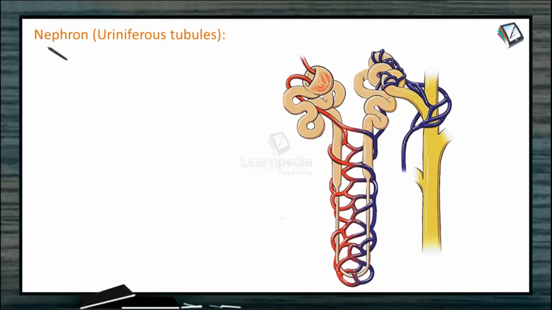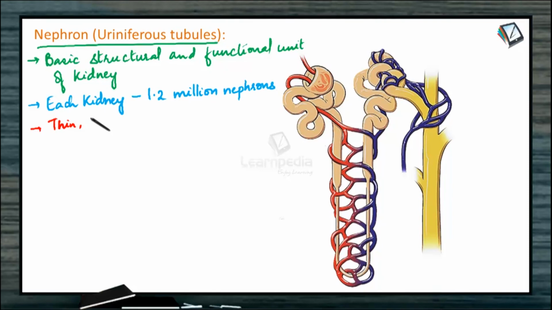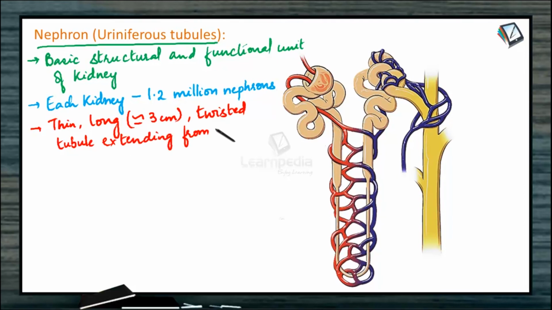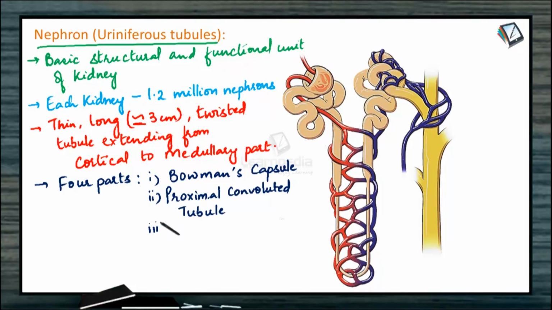Nephron. Nephron is the basic structural and functional unit of the kidney. In man, each kidney has 1.2 million nephrons. It is a thin, long, nearly 3 centimeters, twisted tubule extending from the cortical to the medullary part. It has mainly 4 parts: first, Bowman's capsule, proximal convoluted tubule, loop of Henle, and distal convoluted tubule.